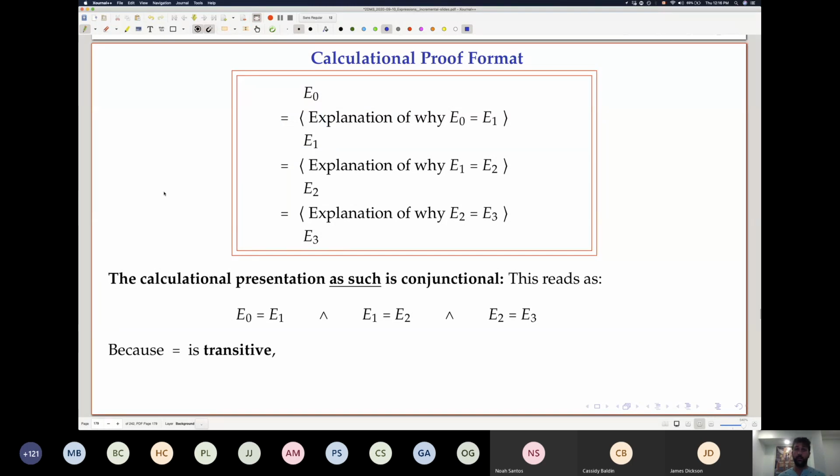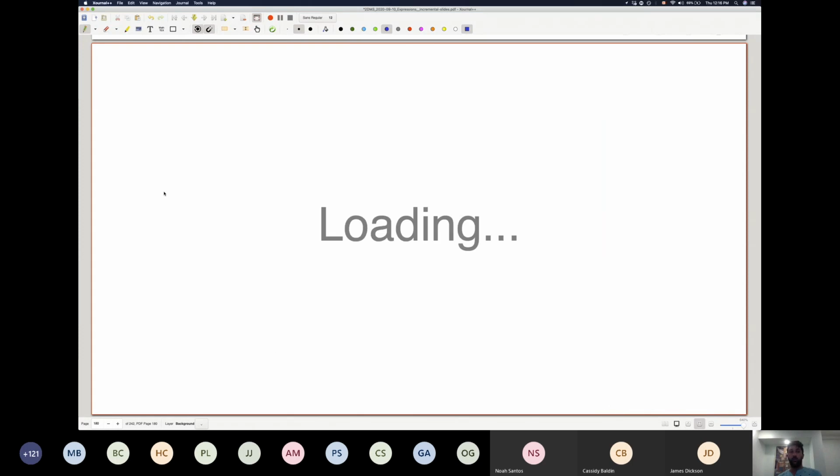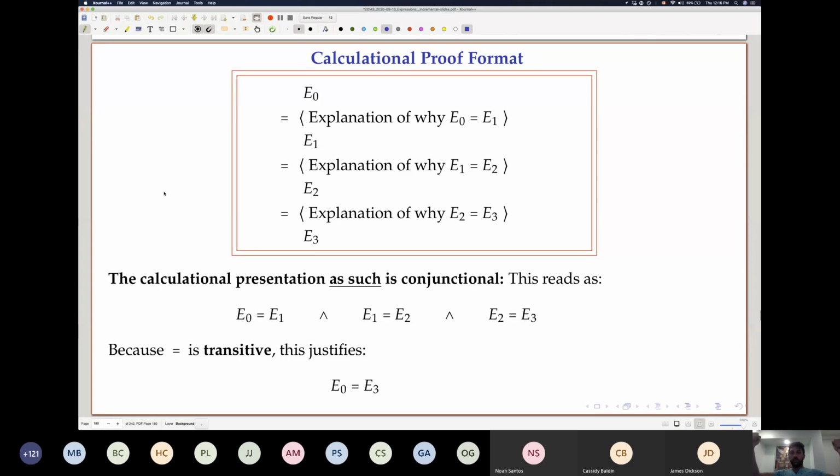And then because equality is transitive, that is, you can glue all the common pieces together, we get E0 is equal to E3, all right? So you can glue these two pieces together, the E1s, and you can glue the E2s together, and then you're left with E0 to E3. So we'll get to transitive relations later on in the class, and besides having just equalities, you can have other transitive operations, and we'll get to see more of those in the class.